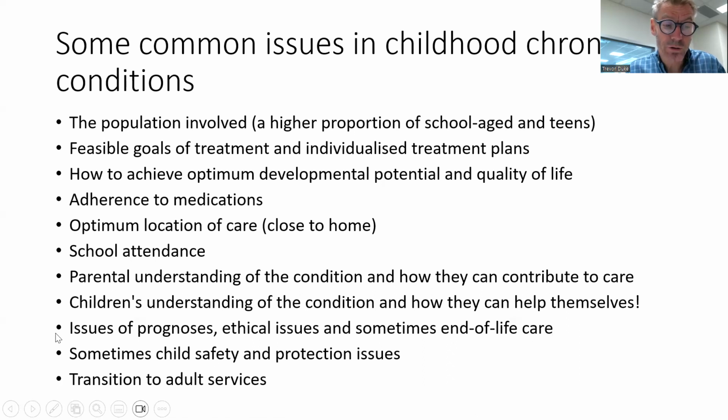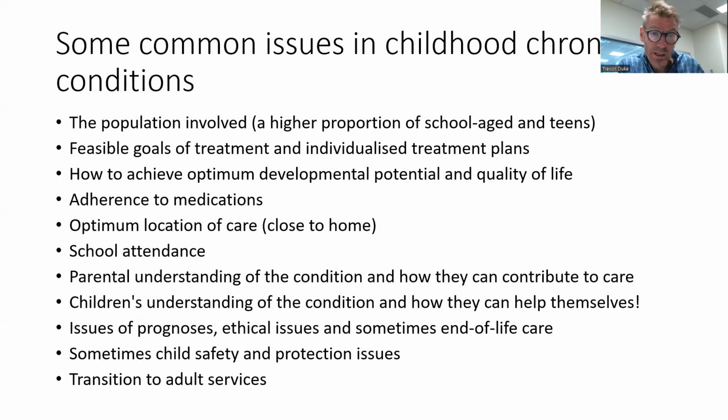Sometimes for children with chronic diseases, such as cancer or HIV, there are issues of prognosis and sometimes ethical issues, and sometimes end of life issues or palliative care issues. But for most chronic diseases, they can be managed and a child can have a good quality of life. Sometimes if children have chronic diseases and they're living in, I would say, dysfunctional families, then they may not get the care that they need. And this becomes therefore an important child safety or child protection issue.